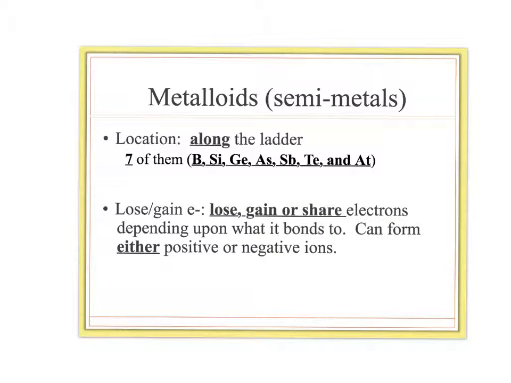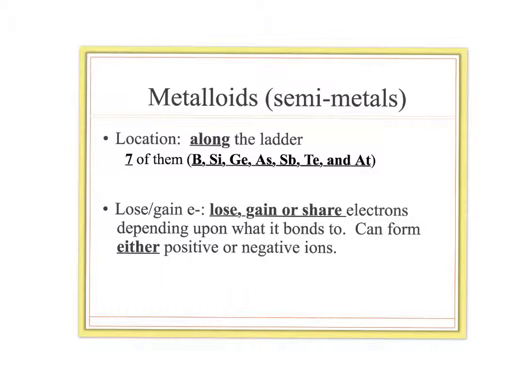Metalloids are located along the ladder. There are 7 of them: B, Si, Ge, As, Sb, Te, and At. At is a metalloid that some people say is not a metalloid and polonium is. There's a big discussion about it in the science community. For our purposes, you're going to consider At to be a metalloid.